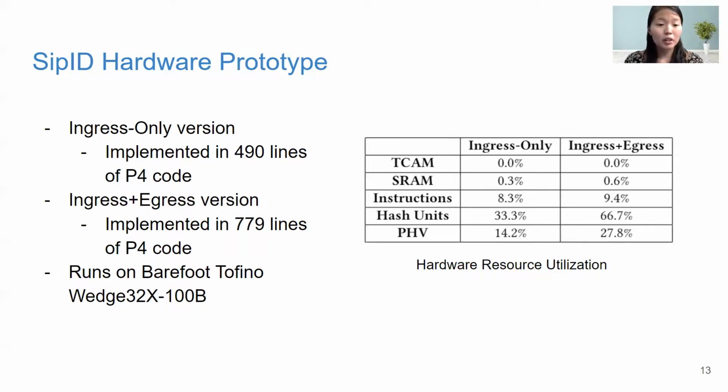In particular, we want to note that since our program is not memory intensive and uses such little memory, it can easily coexist with other applications. And in particular, it can coexist with memory intensive data plane applications such as network measurement and telemetry applications.